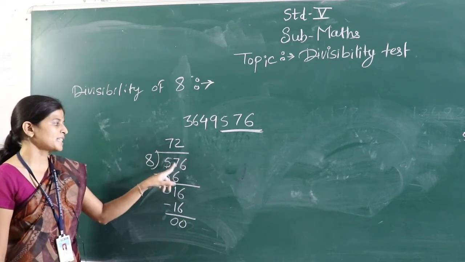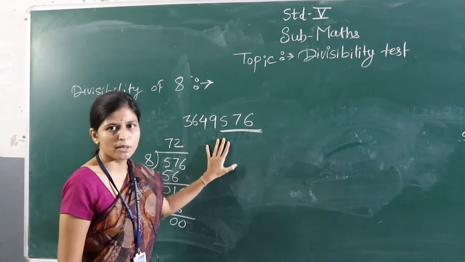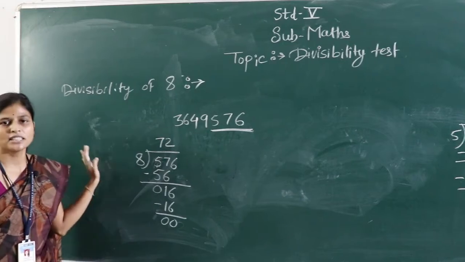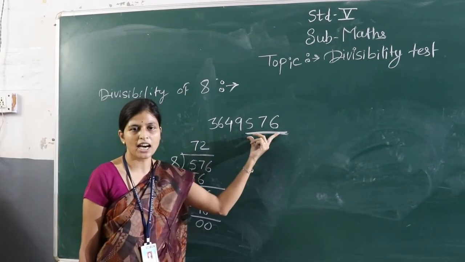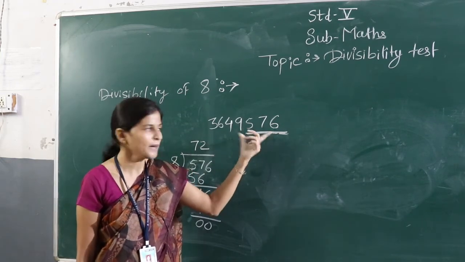That means 576 is divisible by 8. That means the last 3 digits are divisible by 8. So the whole number is divisible by 8. This is the divisibility of 8. We check here, if the last 3 digits are divisible by 8, that means the whole number is divisible by 8.